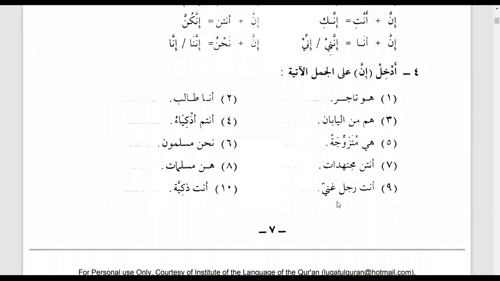Anta rajulun ghaniyyun. إنك رجل غني. All right. Indeed, you are a rich man. Okay. Now, if you tell someone, anta rajulun jayyidun, and if you say innaka rajulun jayyidun or innaka imratun jayyidatun, there is a big difference. Like you are just showing more respect and more dignity to that person. Okay. Anti dhakiyatun. إنك Innaki زكية. zakiyatun. Okay.